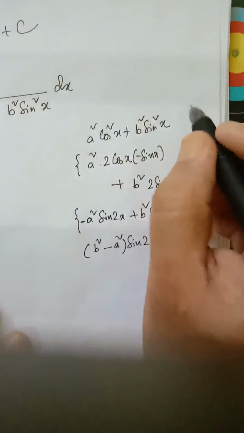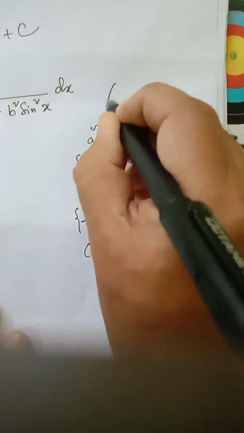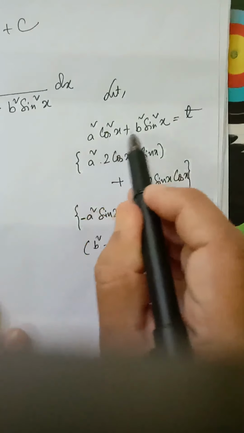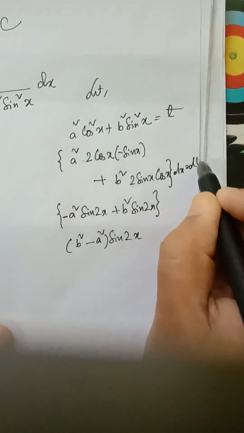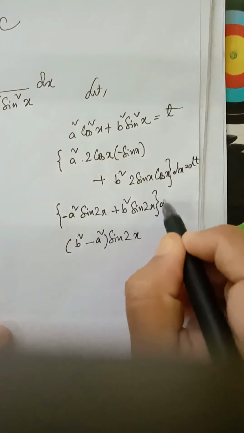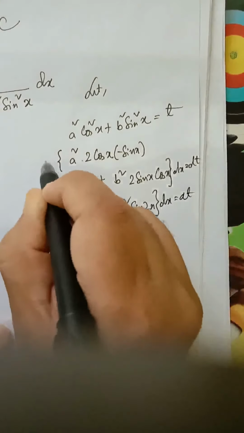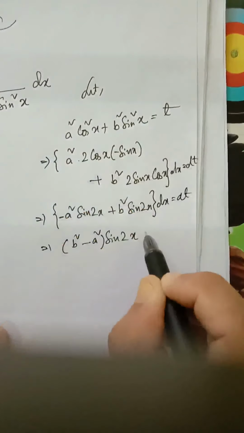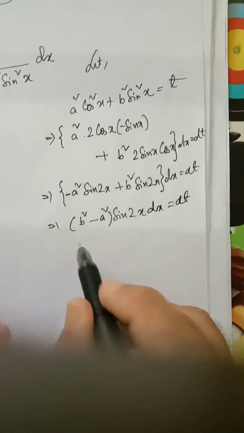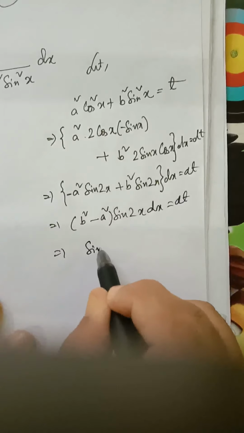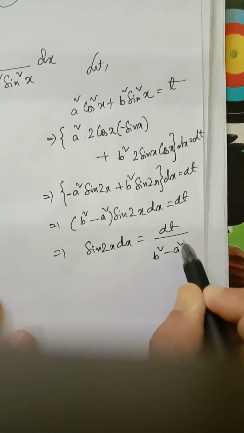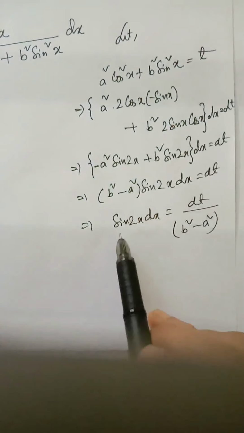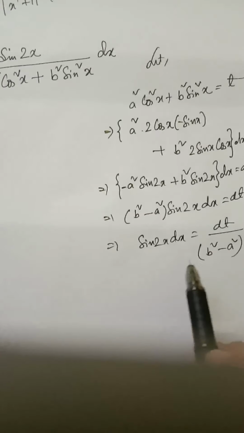So first what we will do, we will consider this as t. Let this be t. Its derivative into dx is equal to dt. And one more thing we will write, sin 2x dx is equal to dt by b square minus a square. If we consider the denominator equal to t and differentiate, we will get sin 2x dx equal to dt by b square minus a square.